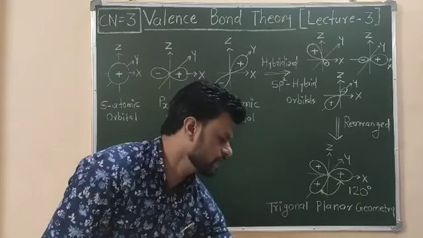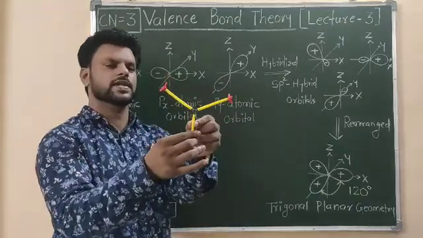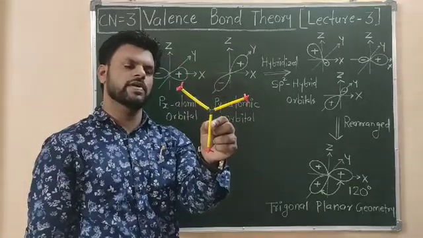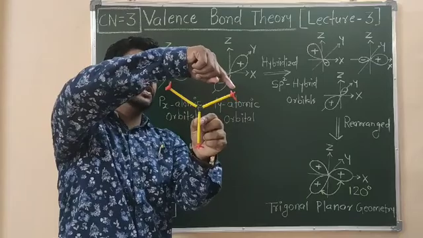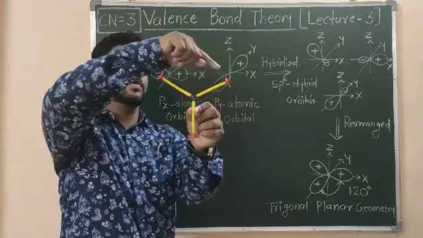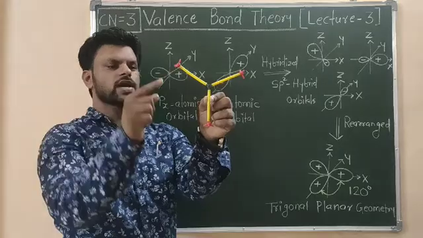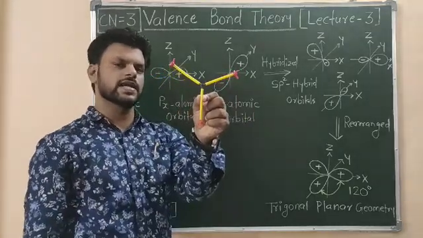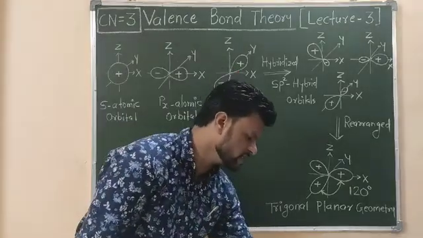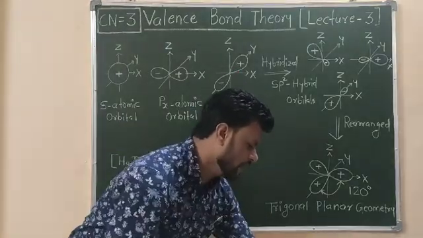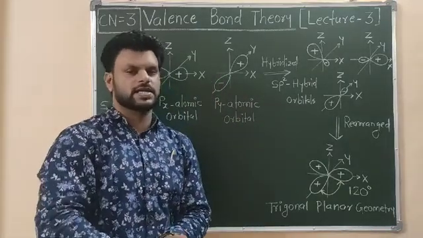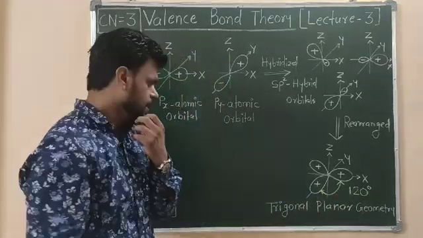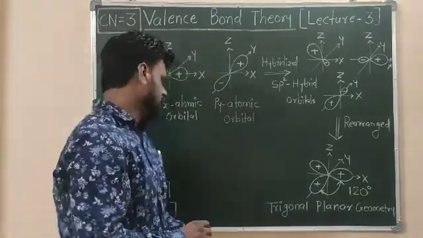So let us imagine this is our complex which has trigonal planar geometry, and the angle between the first and second will be 120. From here to here we have 120, and from here to here we have a 120 angle. So that means when we have sp2 hybridization, we always expect the angle will be 120. Now let's take some examples of this.